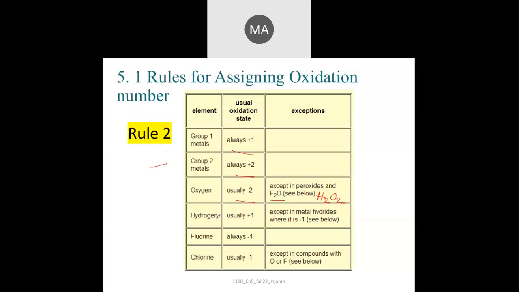Hydrogen's oxidation number is usually +1, but it will be -1 in exceptional cases, especially in metal hydrides, and we will see some examples. Fluorine's oxidation state is always -1. Chlorine's oxidation state is usually -1, but there are exceptions when chlorine forms a compound with oxygen or fluorine. In that case, the oxidation state for chlorine changes.